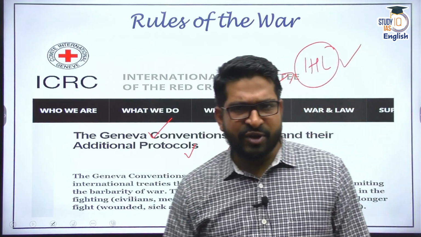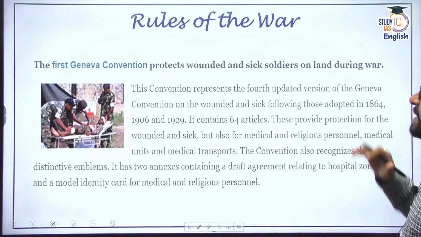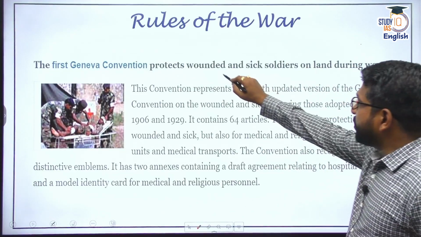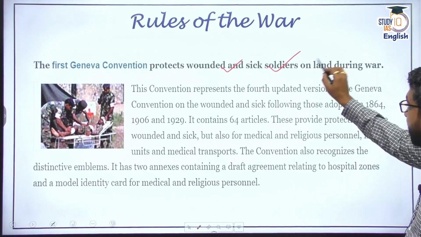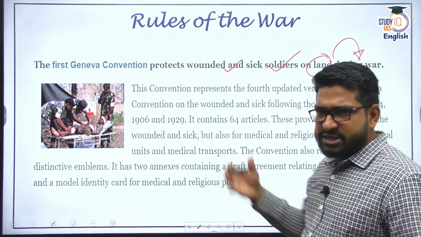So there are 4 conventions. 4 conventions were finalized in 1949 itself. The first convention is the Geneva Convention to protect wounded and sick soldiers on land during the war. Now, this applies to both the parties, right? This applies to state parties.